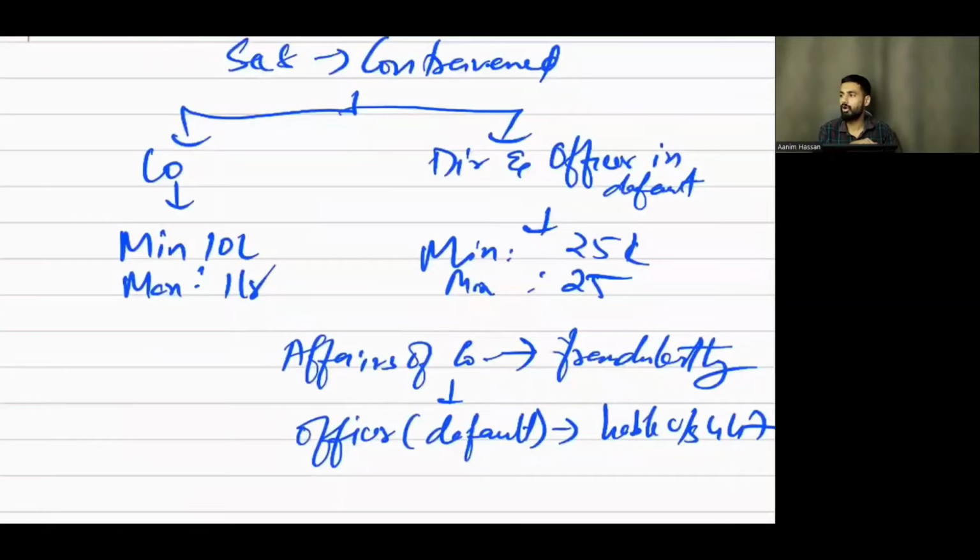Next, if Section 8 has been contravened, minimum how much is the fine? 10 lakhs, maximum 1 crore. And for the director and officer in default, what is the fine? Minimum 25,000, maximum 25 lakhs. And if the affairs of the company have been done fraudulently, then the officer in default will be liable under section 447, the fraud section. Yes or no? Yes. So like this, we have completed Section 8. Do revise. Thank you.